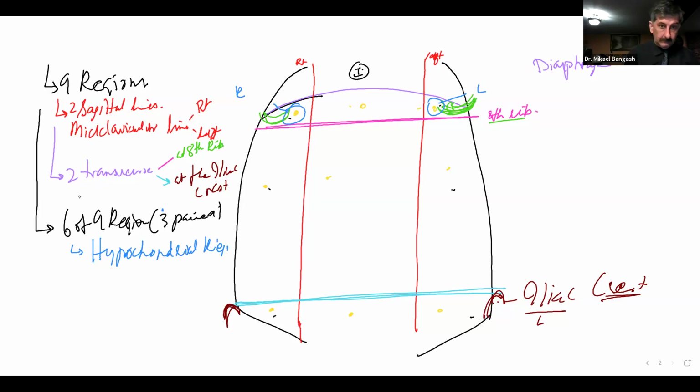The next pair of regions is going to be these two here. Of course, this is going to be the right and this is going to be the left. But what do we call these regions here? They are respectively called the lumbar regions. This is the right lumbar region and this is the left lumbar region. So they come in pairs.